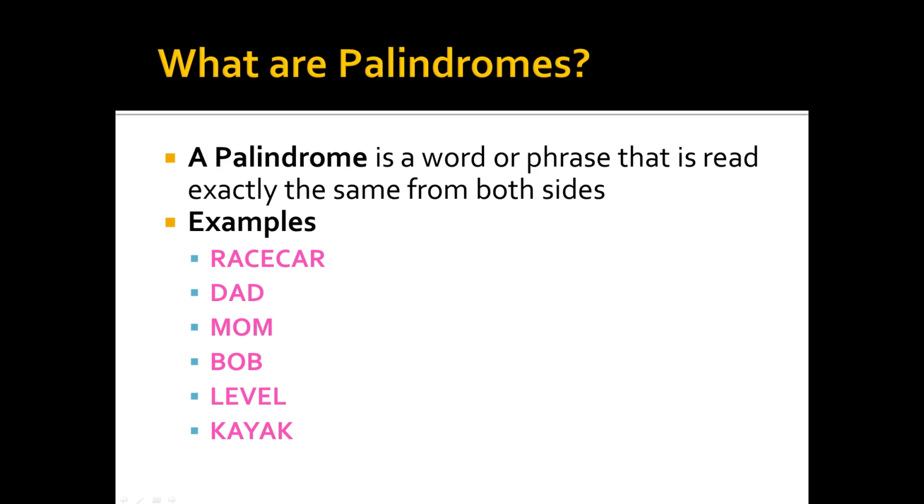What are palindromes? A palindrome is a word or phrase that is read exactly the same way from both sides. For example, race car can be read from left to right or right to left, exactly the same, race car. Same thing for dad, mom, bob, level, kayak.